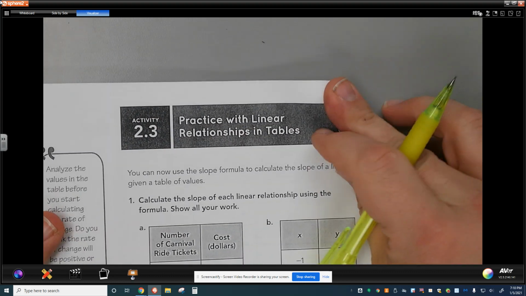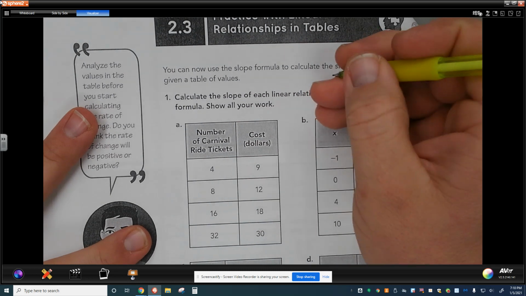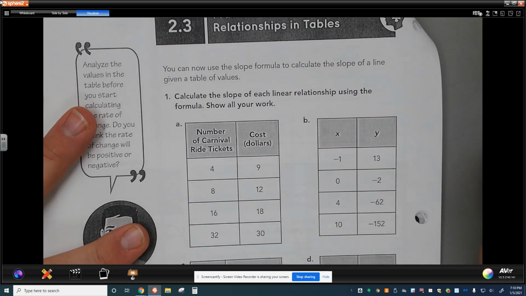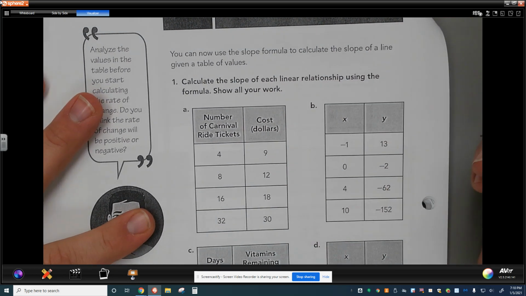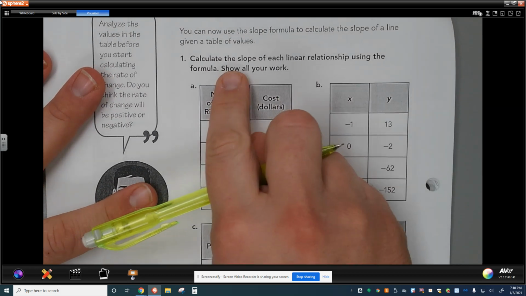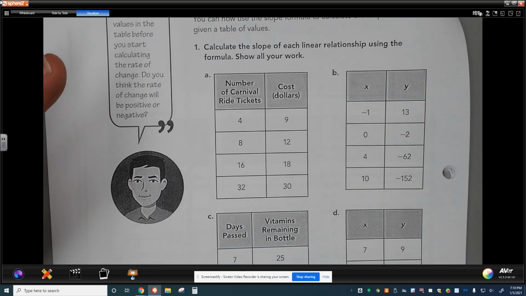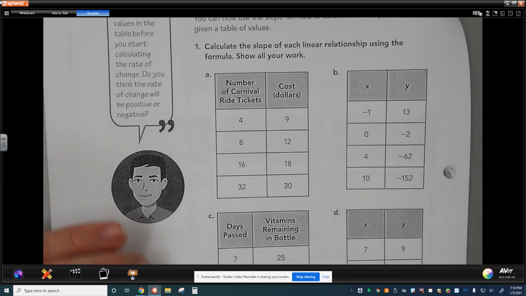All right. Another new concept. We're going to talk about linear relationships in tables, meaning since we can use the slope formula, we can calculate the slope of the line, and we can find out if these are linear or not. So calculate the slope of each linear relationship using the formula, show your work. All we're doing right now is just calculating the slope to figure it out, to see if it's right.